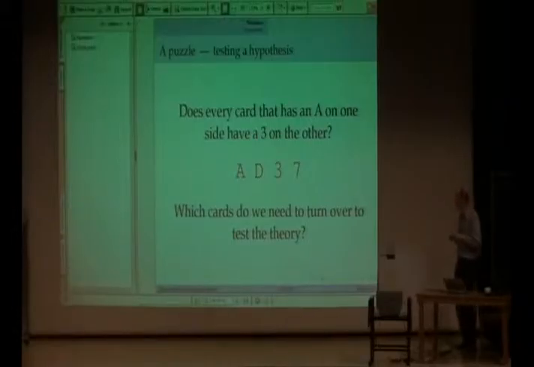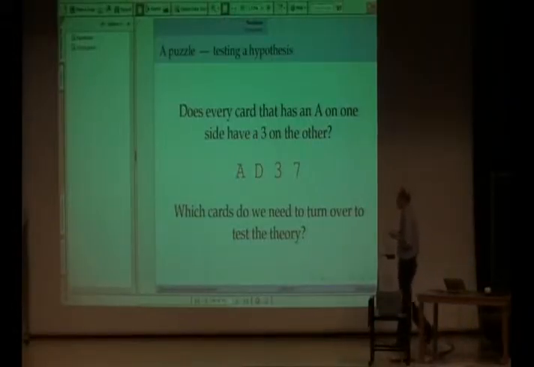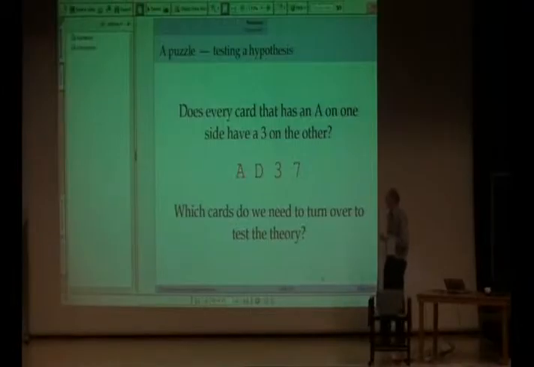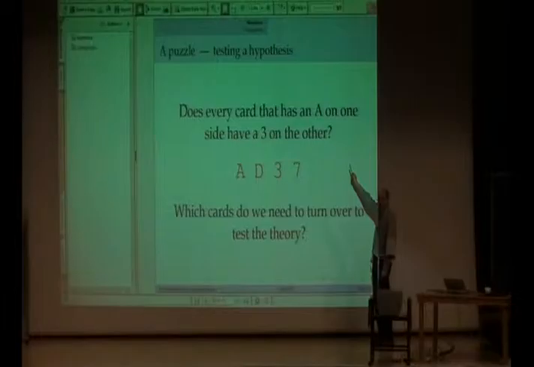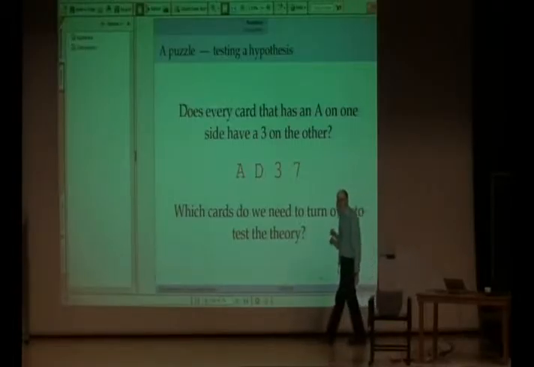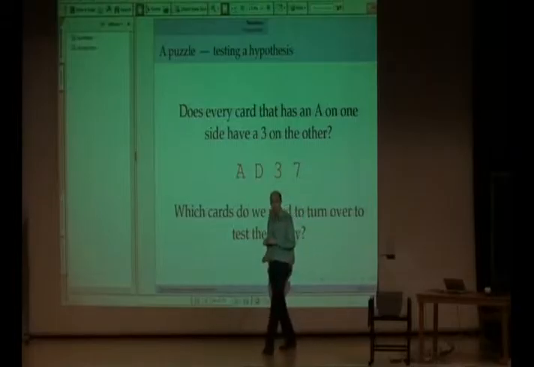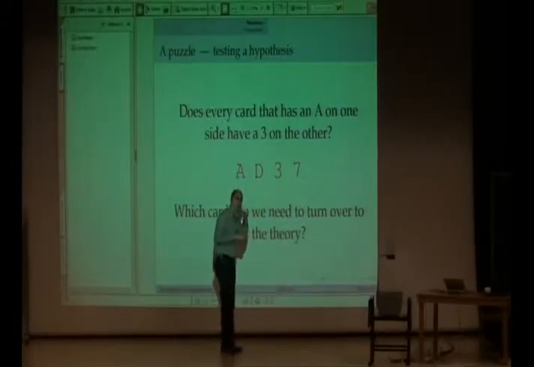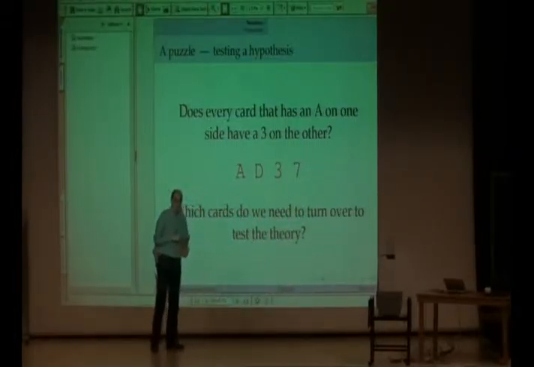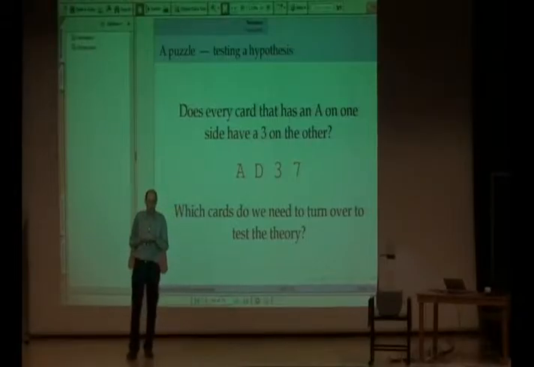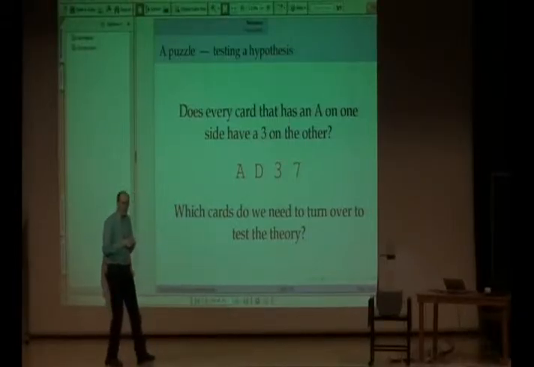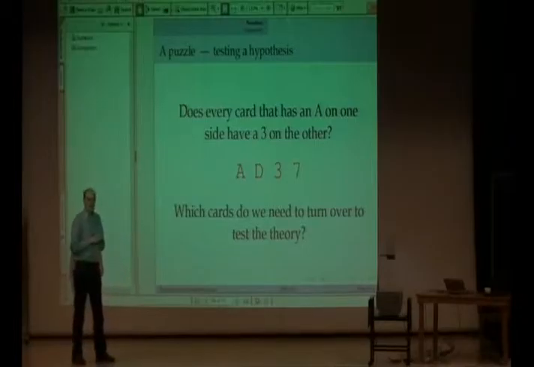Right, now if we go back to this card game, we can see what it is, because we've got an implication here. What we're saying is A implies 3. So what are we looking for? What's the statement of that as a theory? It's not A or 3. What's the counterexample we're looking for? It's A or not 3.